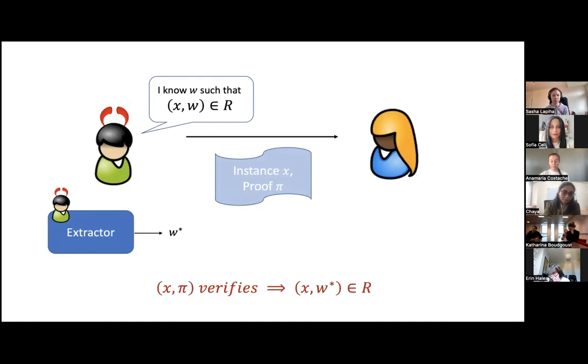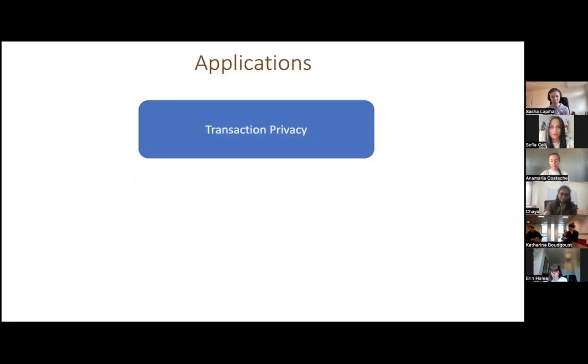The proof of knowledge property says that whenever this cheating prover makes the verifier accept an instance X with a proof pi, then this extractor with oracle access to the prover outputs a valid witness. By valid witness, I mean it outputs a W star such that W star is a witness for membership of X in the language. This is the proof of knowledge property.